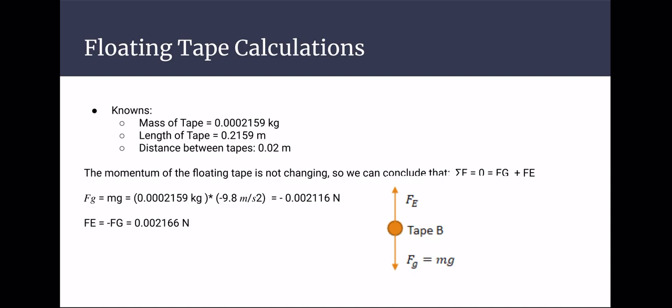First, we noted that because the floating tape is not in motion, we can conclude that the sum of the forces acting on the top tape is 0. The only forces acting on this tape are the force of gravity acting downward and the electrical force from the bottom tape acting upward, as represented in the free body diagram. So, knowing that the gravitational force is equal to mass times gravity, I calculate this value to be about 0.002 newtons, which is equal and opposite in magnitude to the electric force.